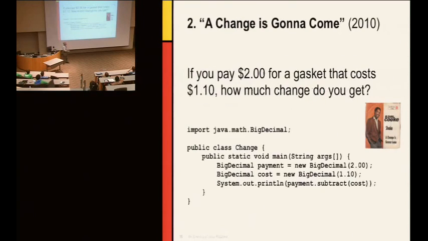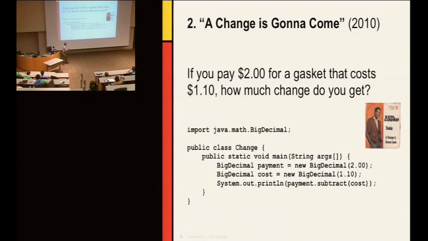This one kind of tries to fix the last one, and actually, it does better than that. It's a nicer program. We have the same brain teaser, but this time we're using BigDecimal, and I even do some refactoring here, where I break it down. I introduce 2 local variables, 2 temporary variables here. We have the payment, which is new BigDecimal of 2.00, because we're paying $2 for the gasket, and the cost, which is new BigDecimal of 1.10, because the actual cost is $1.10.